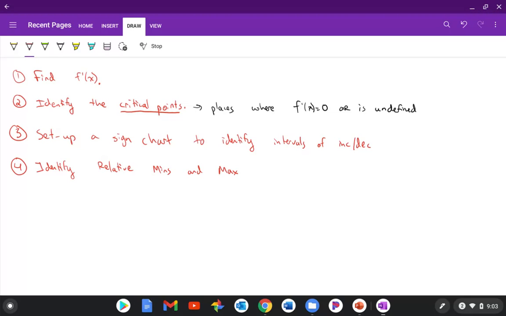And how we're going to find those is relative mins occur where the function changes from negative to positive or decreasing to increasing. And a relative max occurs where the function changes from positive or increasing to negative or decreasing. So that's the general structure that we're going to do for all of these. So with that, let's go ahead and do our first one.